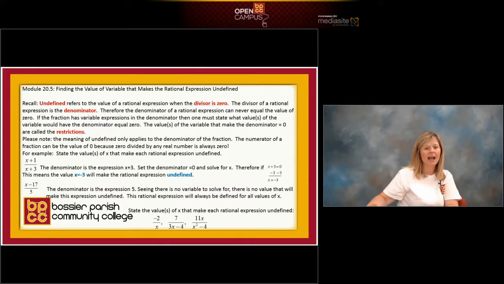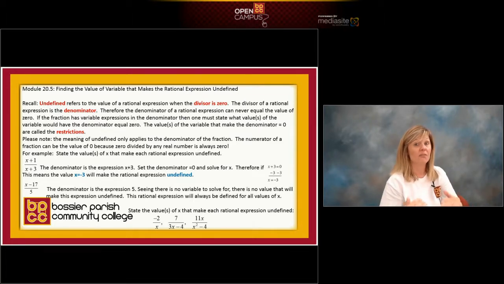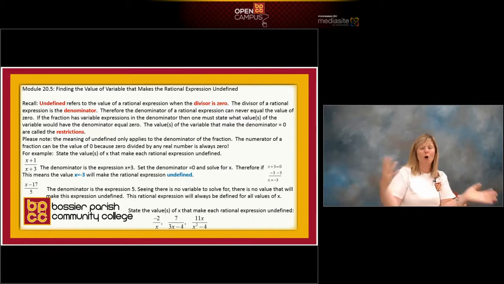Does it make sense in real life to ask you to divide something into 5 groups? Yes. So for this fraction, there is no restriction on x. x can be any number you want because the denominator is always going to be a 5, and we can always divide anything in real life into 5 groups. So we would say for this one, there is no restriction. The rational expression will always be defined for all values of x. That means x can be any number. Okay, let's talk more about this concept in the next video.